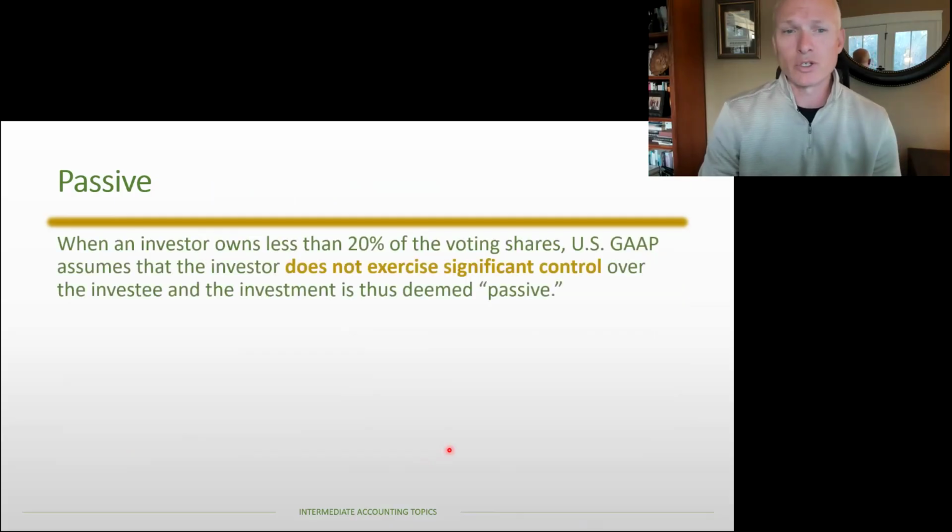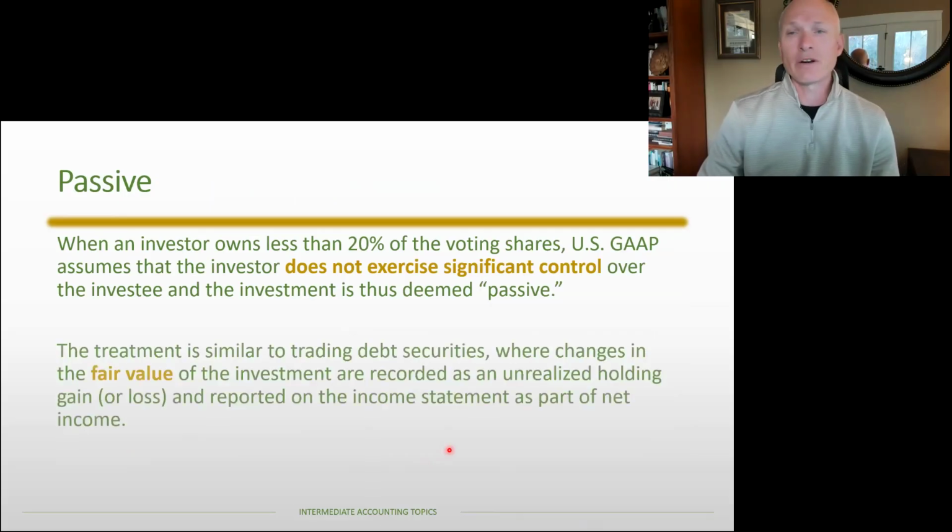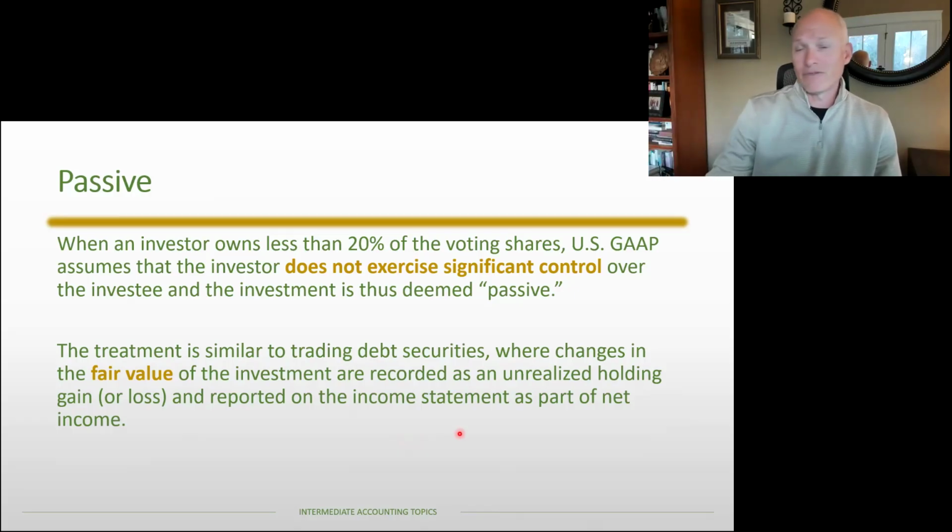Again, this is less than 20%, no significant control over the business that I've acquired shares in. It's very similar to trading debt securities in that we do these fair value adjustments. The nice thing is you don't have to worry about amortization and all that other stuff. You're just looking at the share price now versus when you purchased it. So you will have gains and losses, or what they call unrealized gains and losses, as you make updates, usually at the fiscal year end. These changes in the fair value do get rolled into the net income of the company.